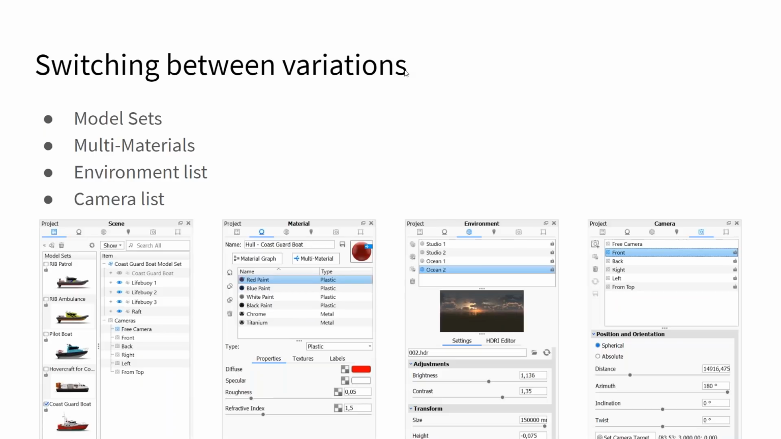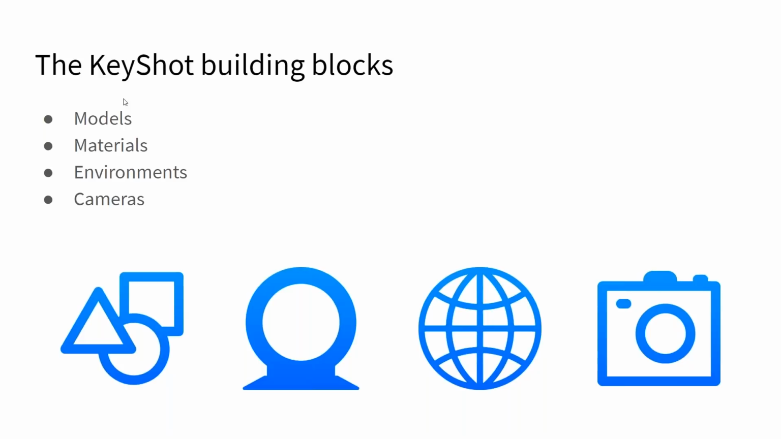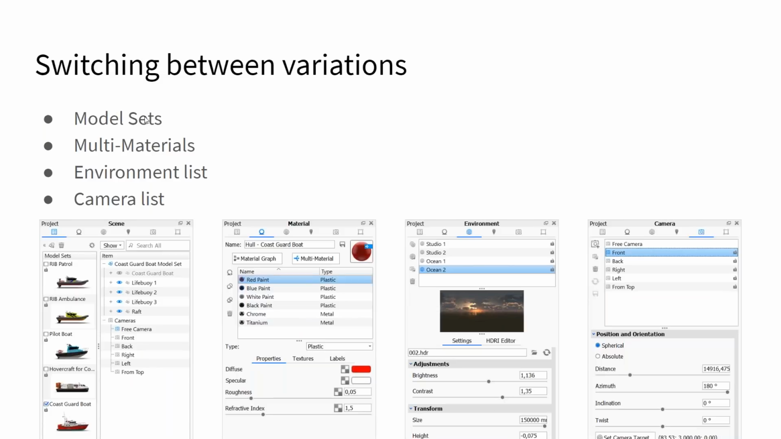So, switching between variations. When we go one step further, how do you switch between models? How do you switch between materials, environments, cameras? Between models, you have to create model sets. This is also a key component of the configurator in KeyShot, and it's basically the same logic. So switching geometry requires you to have these separate sets of geometry. Switching between materials is done through multi-materials, which gives you a container list within a single material for different options. Environments can be switched by having multiple environments in the environment list, in the environment tab. And the same goes for cameras. If you have multiple cameras, all of these will be available in the KeyVR product. But I will go into detail about this in the demonstration.